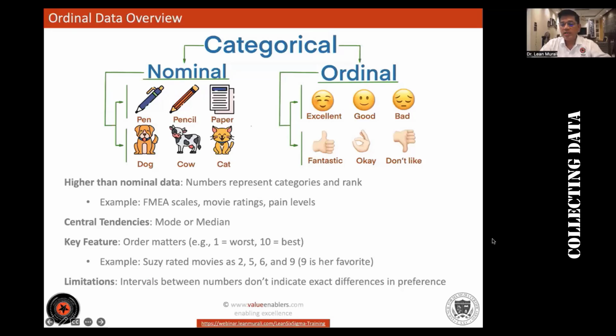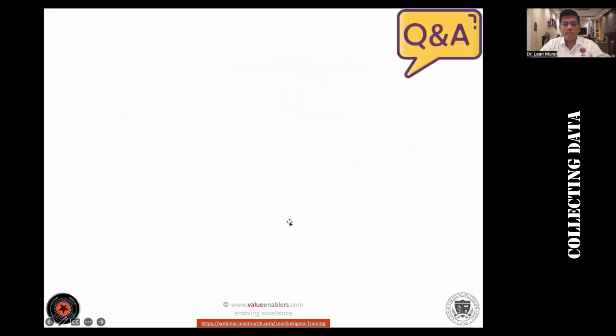If this ordinal data is clear, type super clear in the chat box. Now we have a quick question and answer on this ordinal data.